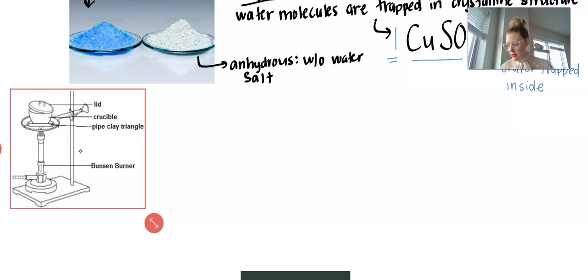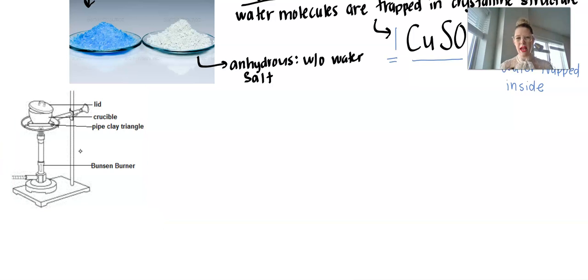And so here we have our lab setup. In order for us to determine how much water is trapped inside of our hydrated sample, we need to take the initial mass of our hydrated sample, drive off the water, also known as just remove the water by heating it, and then take the mass of our anhydrous sample. And from there, we can figure out the mass of the water that was trapped inside. Now, in this lab, we would use what's called a crucible. It's typically a porcelain little dish with a little cover that allows us to heat the substance. And we would use a Bunsen burner to heat that substance.